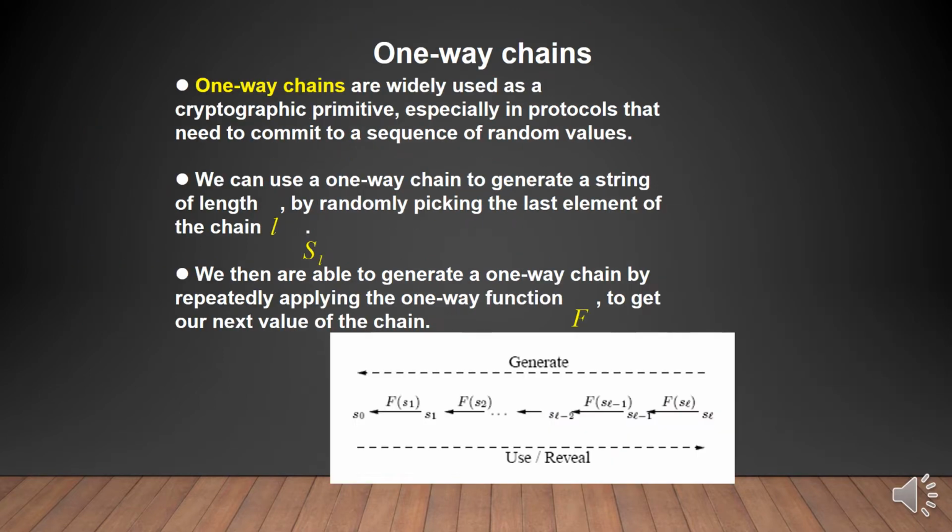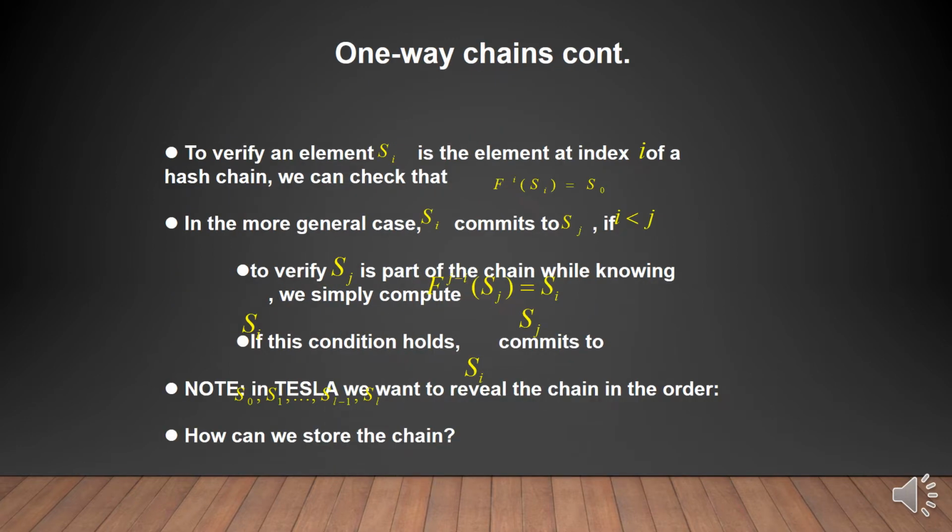One-way chains are widely used as a cryptographic primitive, especially in protocols that need to commit to a sequence of random values. We can use a one-way chain to generate a string of length L by randomly picking the last element of the chain. We are then able to generate the one-way chain by repeatedly applying a one-way function f to get our next value of the chain. So if you know the previous value, only then are you able to do the verification.